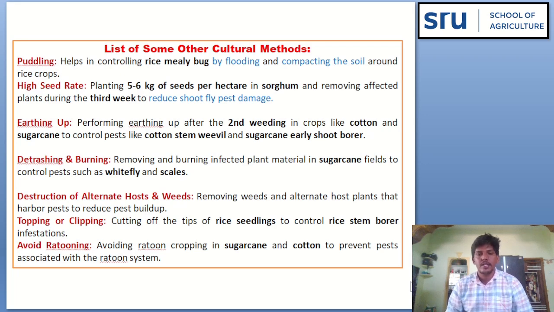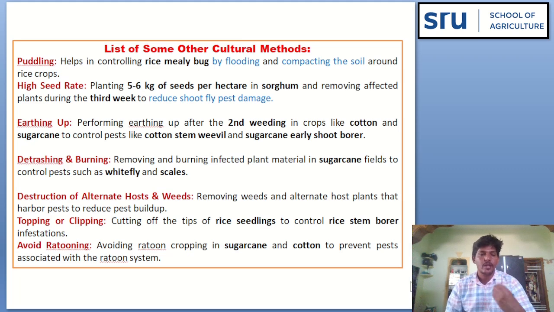Some other cultural methods: puddling in rice field can manage rice mealybug. High seed rate can reduce sorghum fruit fly. That is, 5 to 6 kg of seed per hectare is good in case of sorghum in order to manage sorghum fruit fly. Here we are eliminating infested plant parts and infested seedlings.